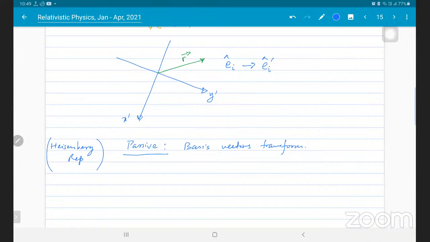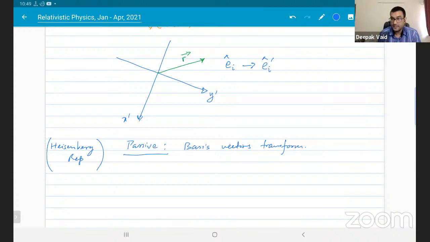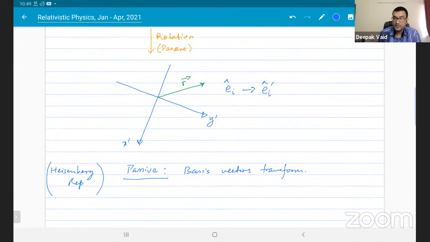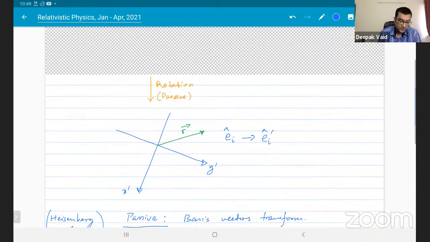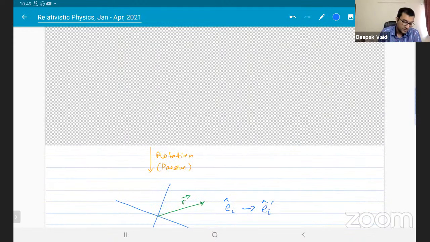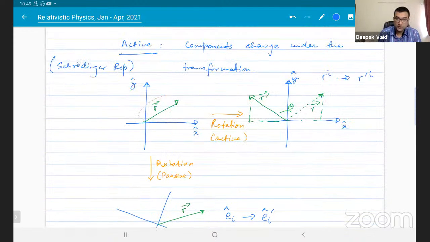Sir, in the passive case, the basis vectors are changing. Is their magnitude also changing? It can change. It depends on the transformation. So for instance, here I have shown an example of a rotation.